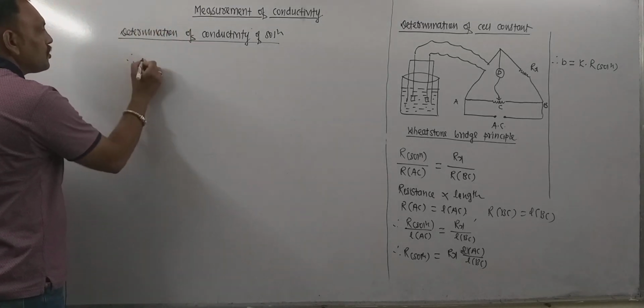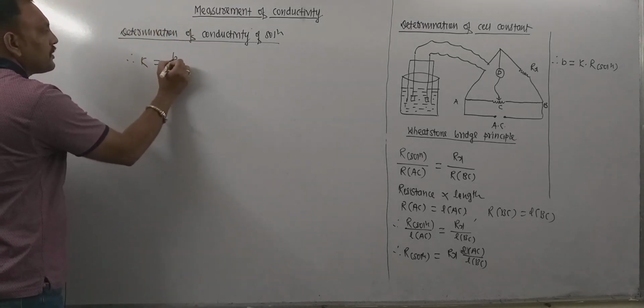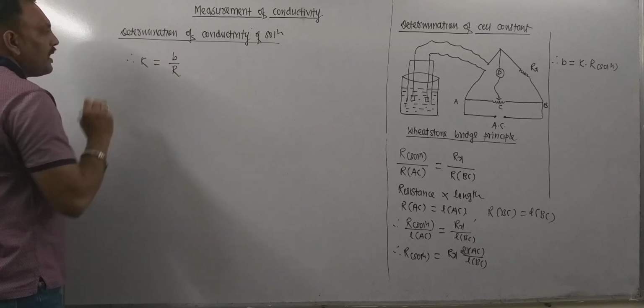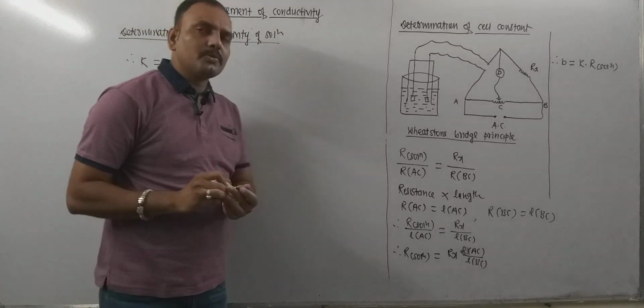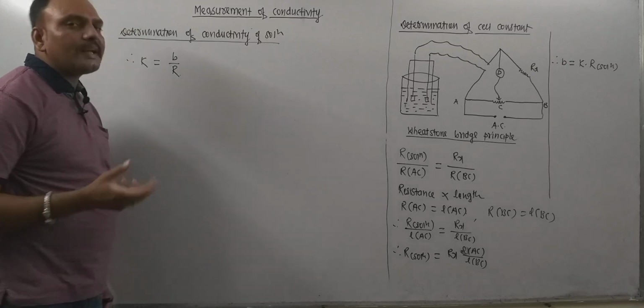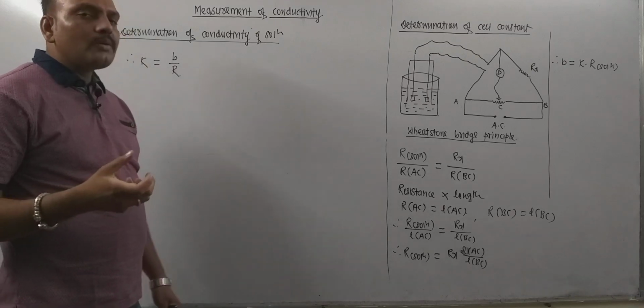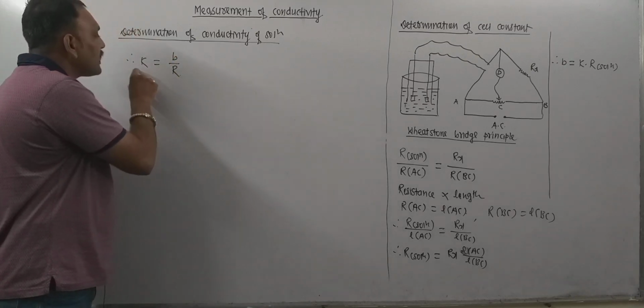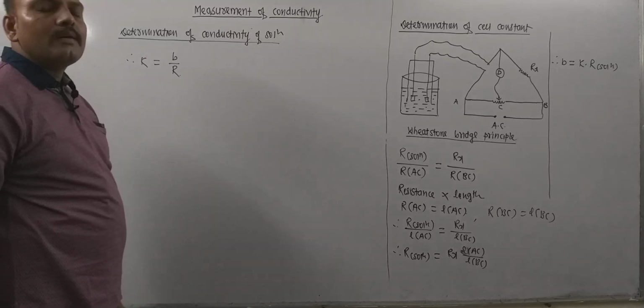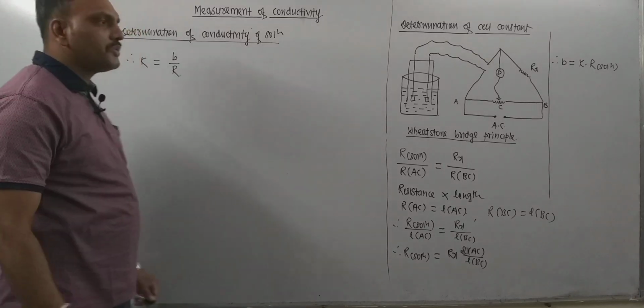How? So K, we know very well, K is equal to B by R. So by knowing this, if resistance of solution is known and cell constant is known, then using these values one can calculate the conductivity of the given solution.